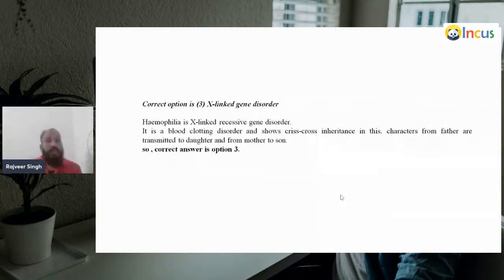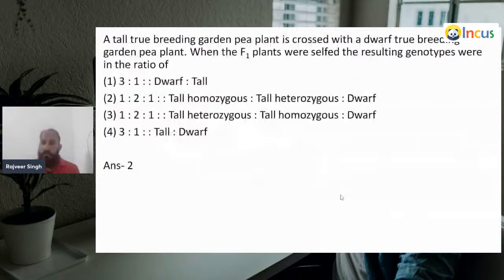Next question. A tall tree-breeding garden pea plant is crossed with a dwarf tree-breeding garden pea plant. When the F1 plant was selfed, the resulting genotypes were in the ratio of: 3 to 1, dwarf and tall; 1 to 2 to 1, tall homozygous, tall heterozygous and dwarf; 1 to 2 to 1, tall heterozygous, tall homozygous and dwarf; 3 to 1, tall and dwarf. So definitely our answer will be second.